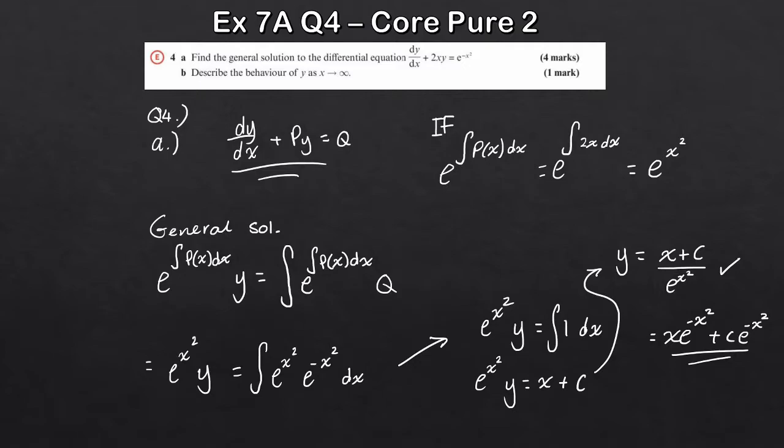Then in part b, for 1 mark, we're asked to describe the behaviour of y as x tends to infinity. To consider that, we need to look at our general solution.